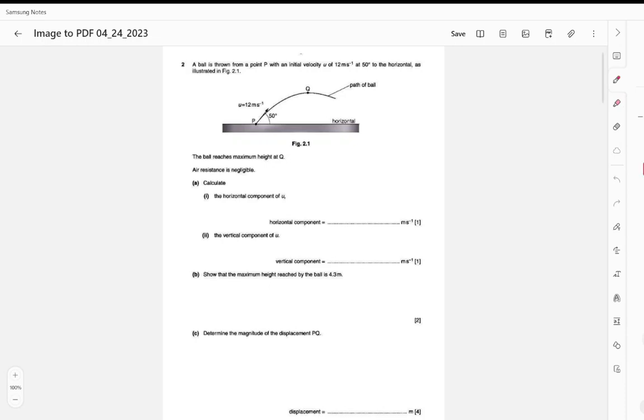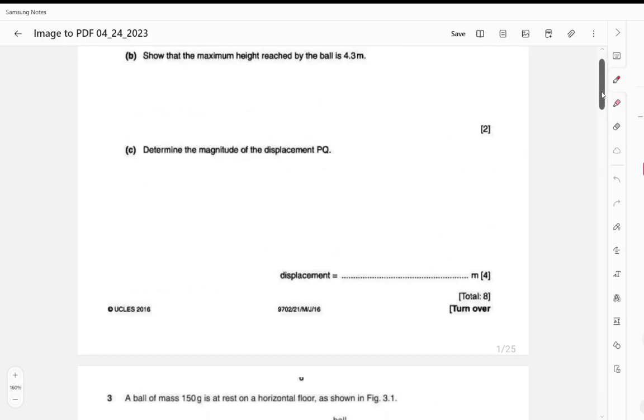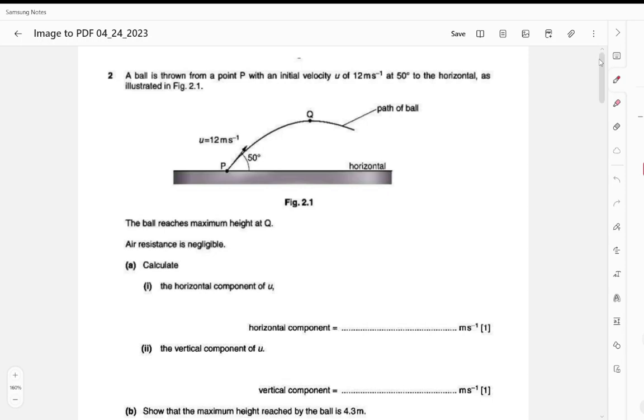अच्छा सबसे पहले question reads, I'm just going to be zooming out a bit so that it becomes easier on the eye. अच्छा ये हमारे पास कह रहा है a ball is thrown from a point P with an initial velocity u of 12 meter per second at 50 degrees to the horizontal as illustrated in figure 2.1. Okay. So apparently we have a stone that is thrown at 12 meter per second at an angle of 50 degrees. We can see that Q is a point where the ball reaches a maximum height. Air resistance is considered negligible. So there you have it.